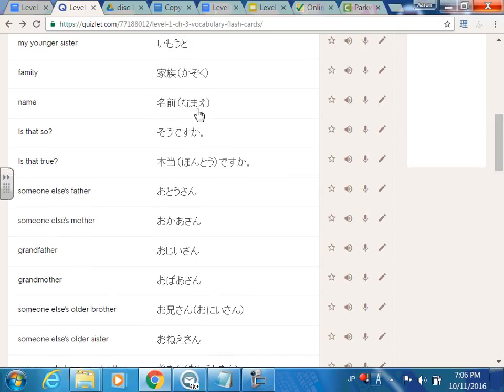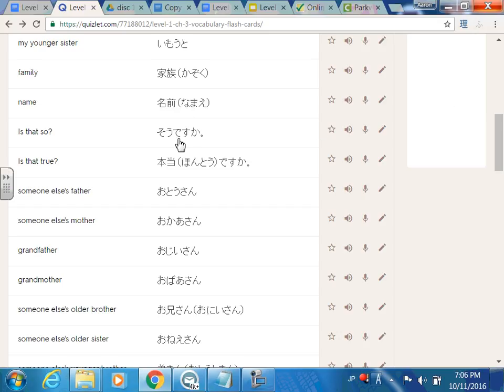And then namae is something that when you're asking someone else, if you want to be polite about it, you put an O in front of it. This happens a lot too. Either an O or, in this case, go with kazoku. If you're asking about someone else's family, it's usually referred to as go kazoku. If someone else's name, it's o namae.